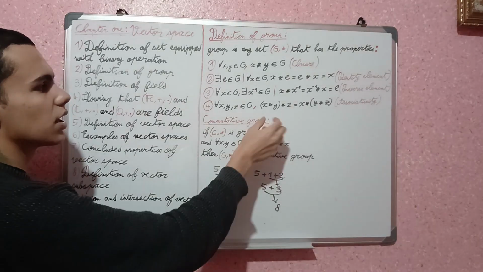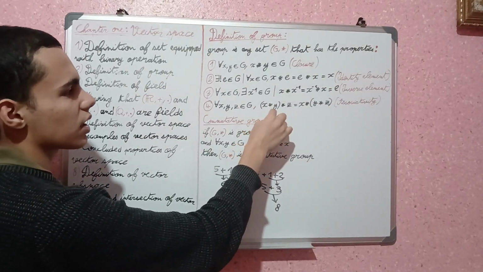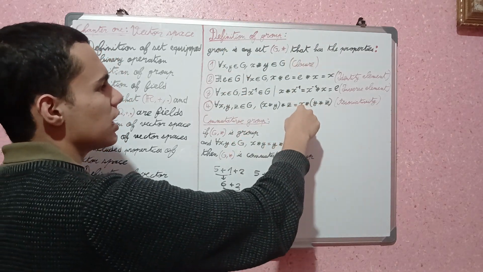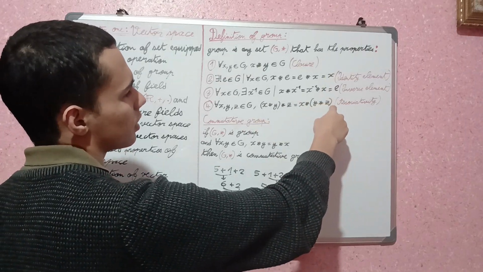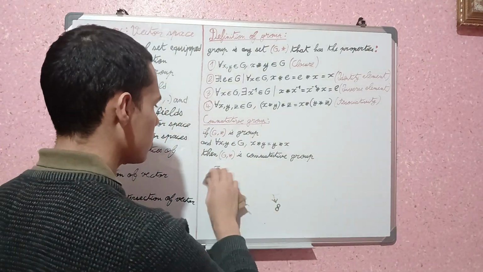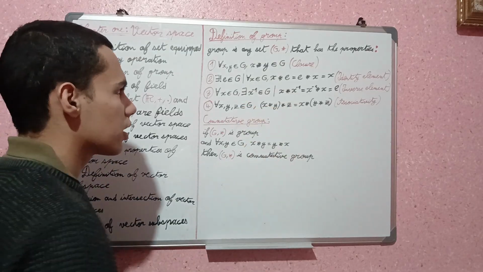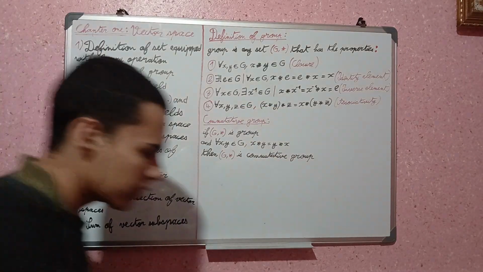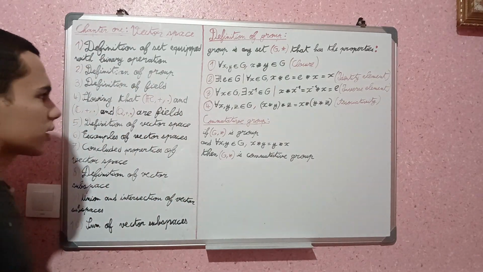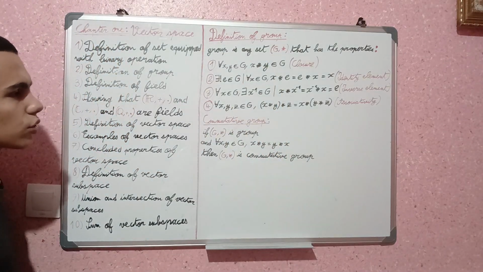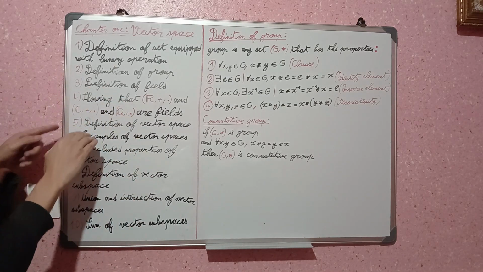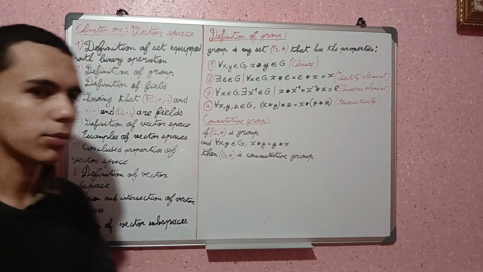This is associativity. You begin with x star y, then z, and it's the same as x then y star z. It's easy, and these properties are intuitive. They don't need a very deep understanding. You understand them immediately. You just have to memorize them for proving things in the vector space we will talk about.